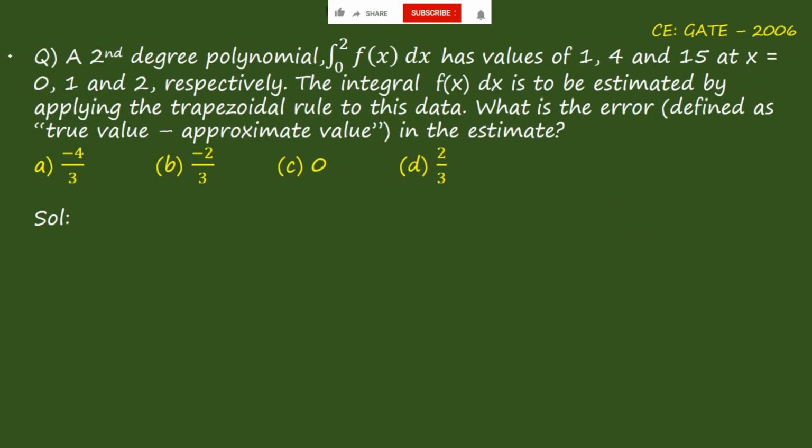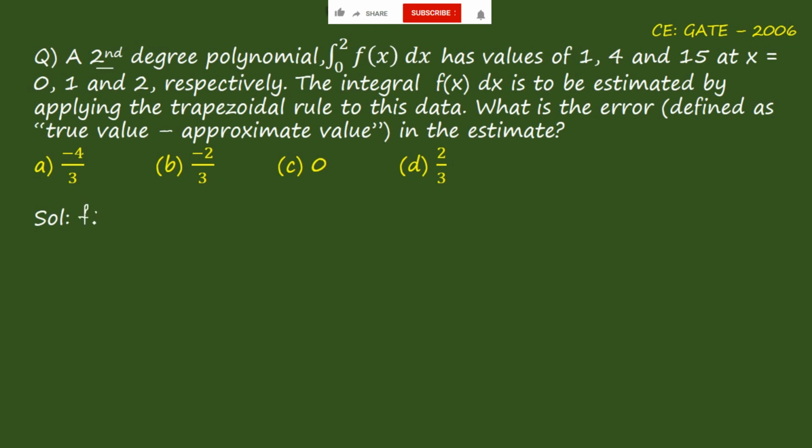Coming to the next question. The question is: a second degree polynomial f(x) has values of 1, 4 and 15 at x equal to 0, 1 and 2 respectively. The integral of f(x) dx is to be estimated by applying the trapezoidal rule to this data. What is the error in the estimate? The error is given as true value minus approximate value. First we'll understand the question. They are talking about a second degree polynomial.